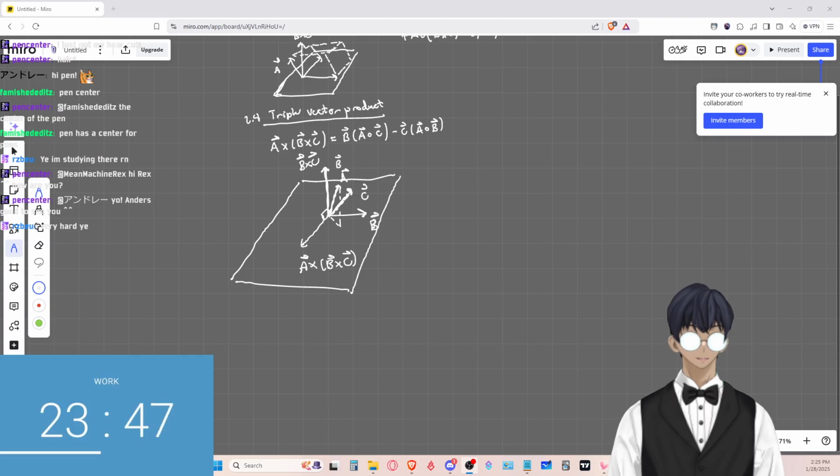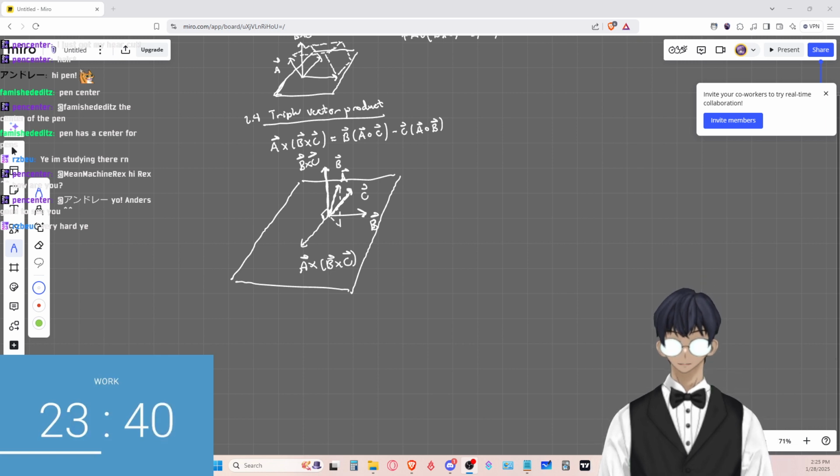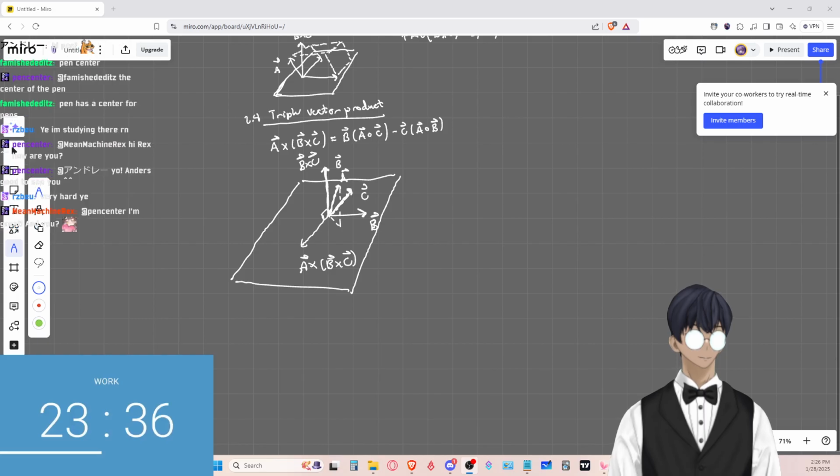Okay, so now I think I'm kind of understanding the triple vector product. Okay, that makes sense. Because it was hard for me to wonder why the triple vector product is pointing in the opposite direction, but it has to be perpendicular to the actual normal perpendicular vector of the plane. That makes sense.